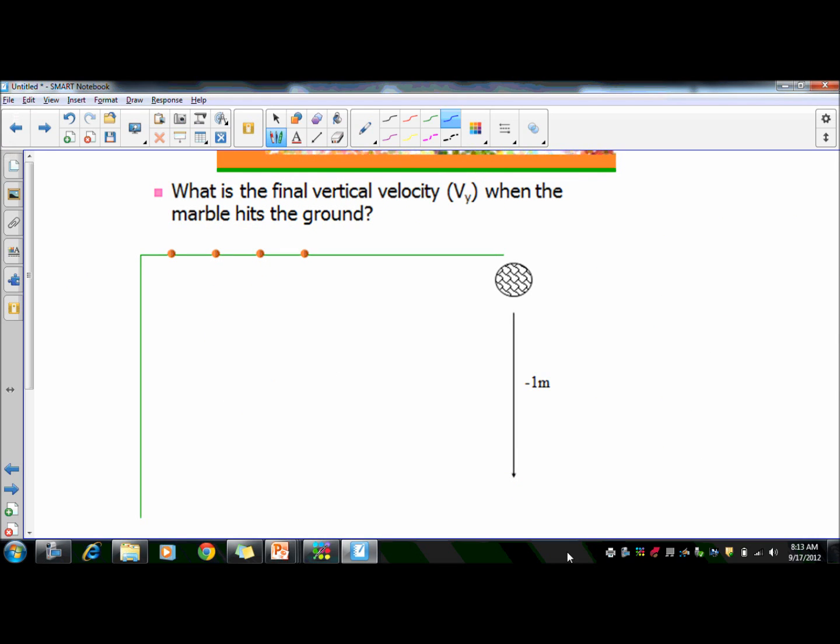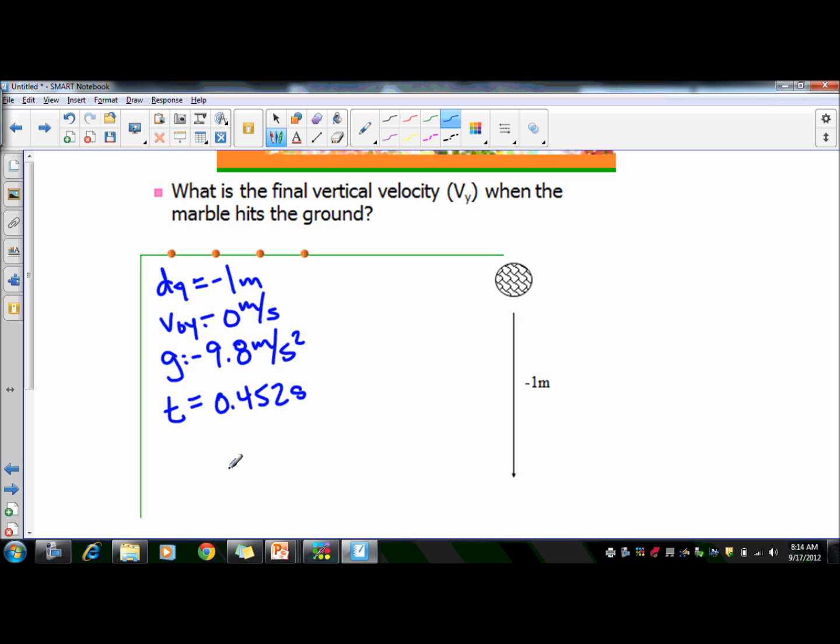So the next question is, what is the final vertical velocity? So we're looking for Vy when the marble hits the ground. Well, we have all the same givens. So we have dy equals -1 meter. We have v naught y, which is 0 meters per second. We have g, which is -9.8 meters per second squared. And now we have time, where time is 0.452 seconds. And now we're looking for Vy, so the final velocity when it hits the ground.